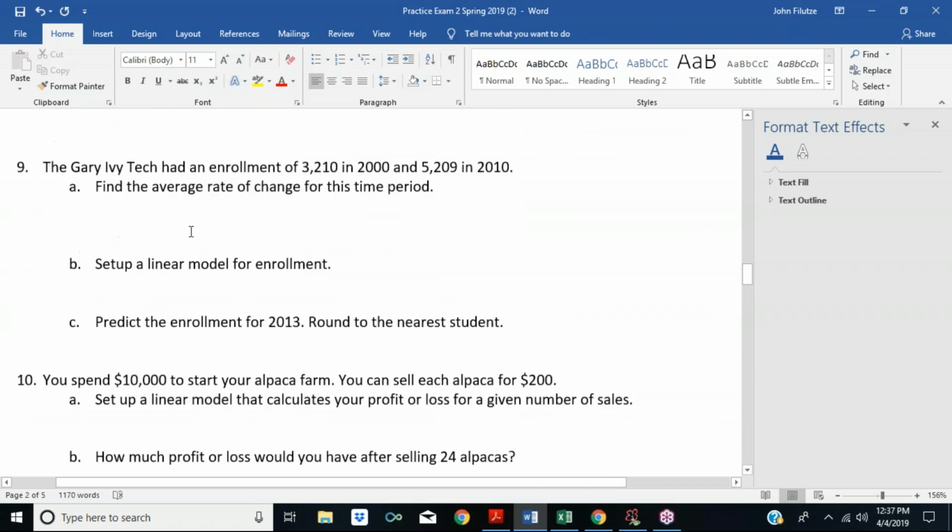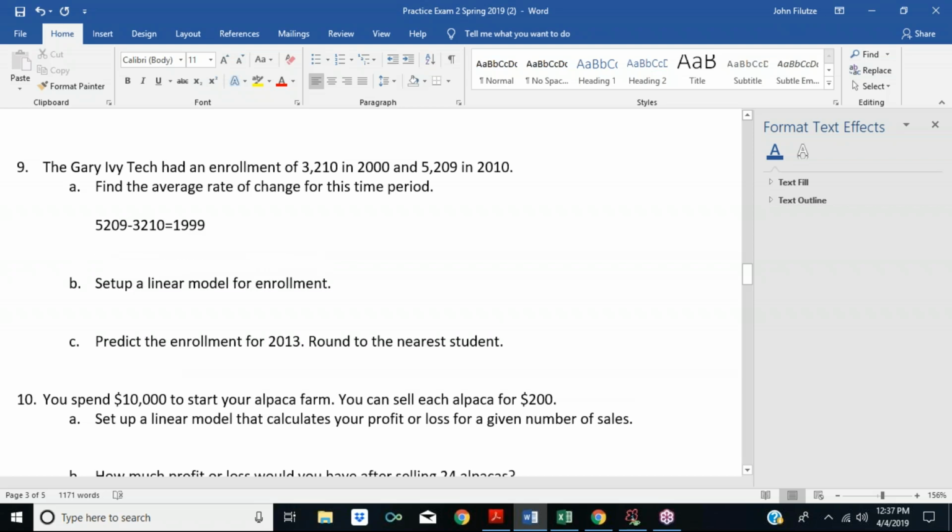Oh my goodness, I don't know why my screen is doing this. 5209 minus 3210. So that's going to give us the change in the enrollment, and then we have to divide that by the change in years. So that is 1,999. And then we have 2010 minus 2000 is 10 years. So the slope is going to be dividing these two.